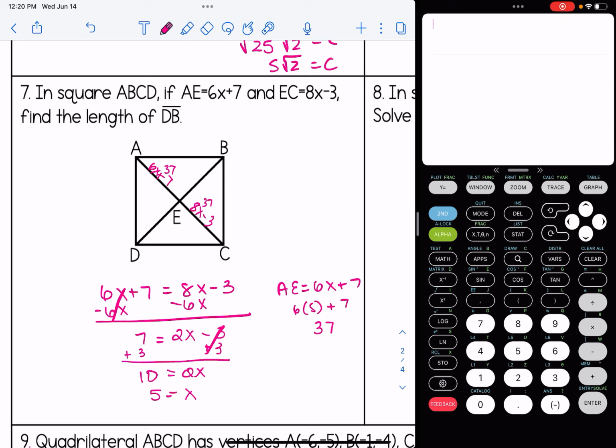Now, since the diagonals of a square are congruent, DE and EB are each going to be 37 too. All 4 of these little pieces are going to be of equal measure. So if we're looking for the length of DB, notice that as the whole entire diagonal there, it's 37 plus 37, or it has a length of 74.